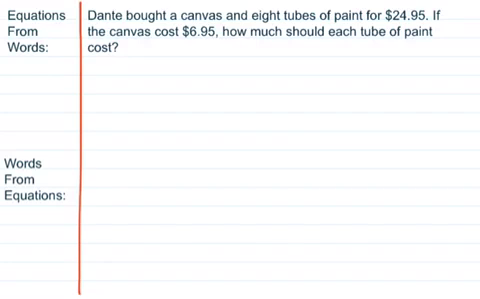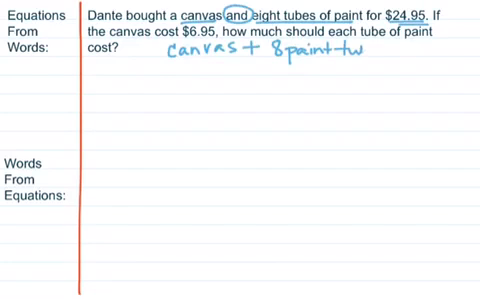So, pulling out our key information, he bought a canvas and 8 tubes of paint, and that was equivalent to $24.95. So if I write canvas plus 8 of the paint tubes, that equals $24.95.